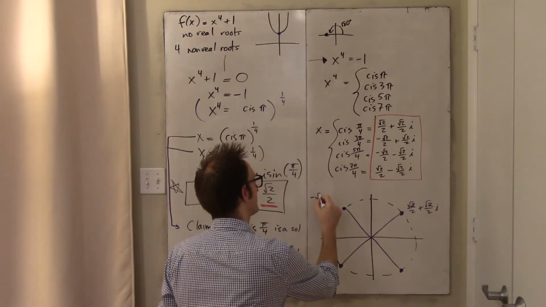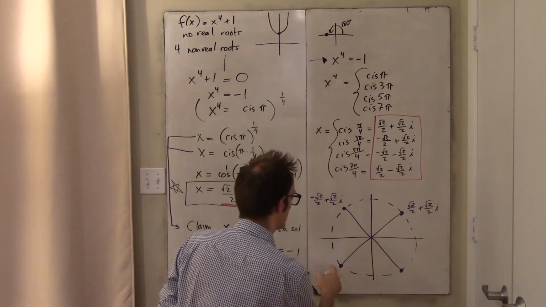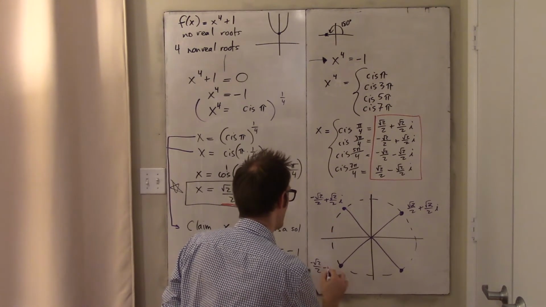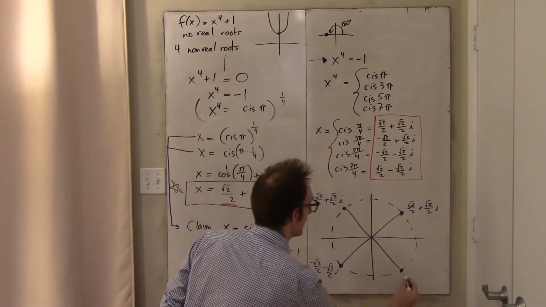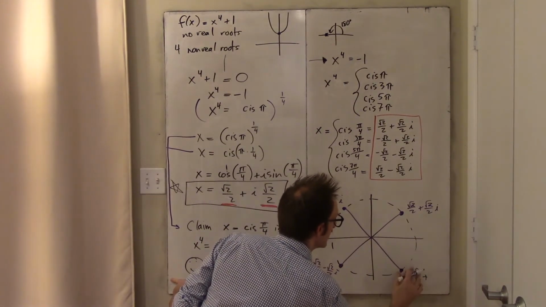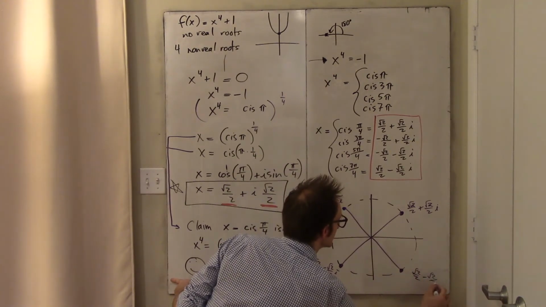I don't know if it's worth writing these all out again. And over here we have negative root 2 over 2 minus root 2 over 2i, and negative root 2 over 2 plus root 2 over 2i, and root 2 over 2 minus root 2 over 2i.